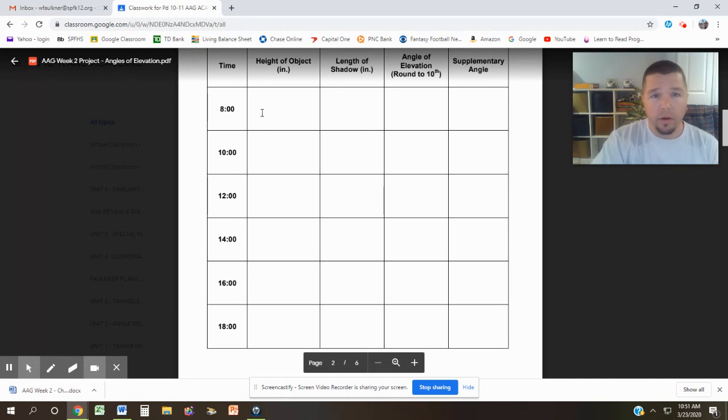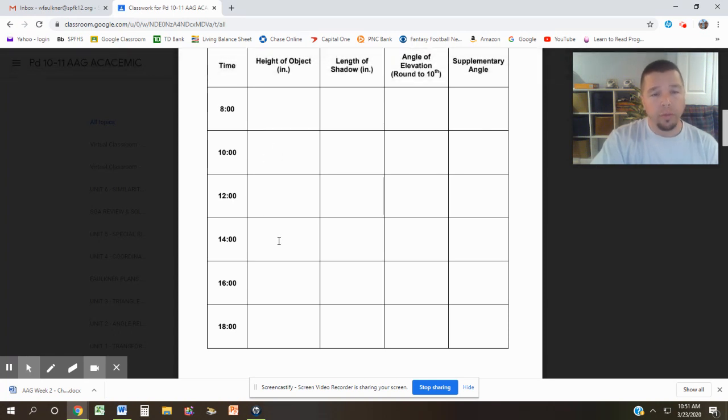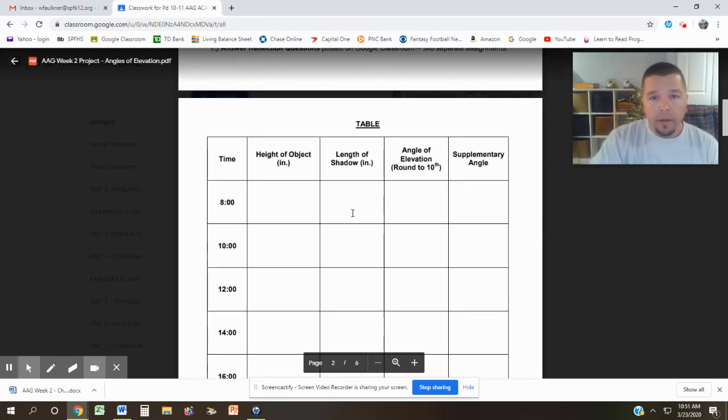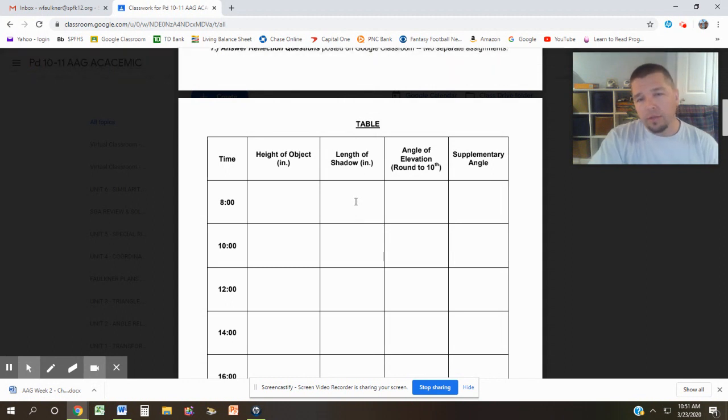All right? So one shadow in inches at 8 a.m., 10 a.m., 12 p.m., 2 p.m., right, military time, 4 p.m., and 6 p.m. So just fill in this table. All right. Length of the shadow. I know it says round to the nearest quarter of an inch. If you want to just do whole inches, that's totally fine.